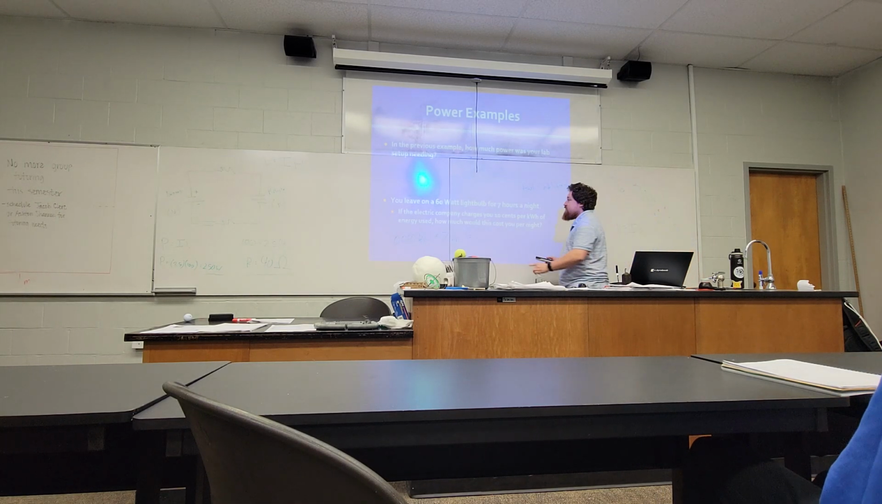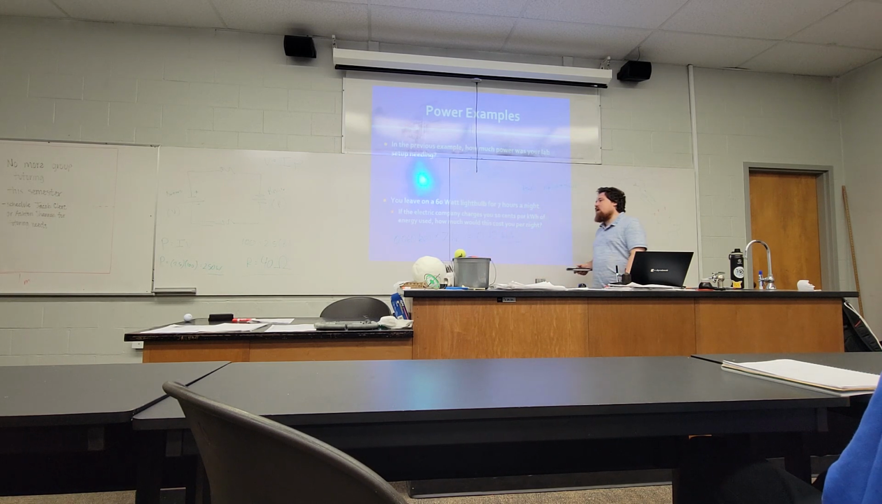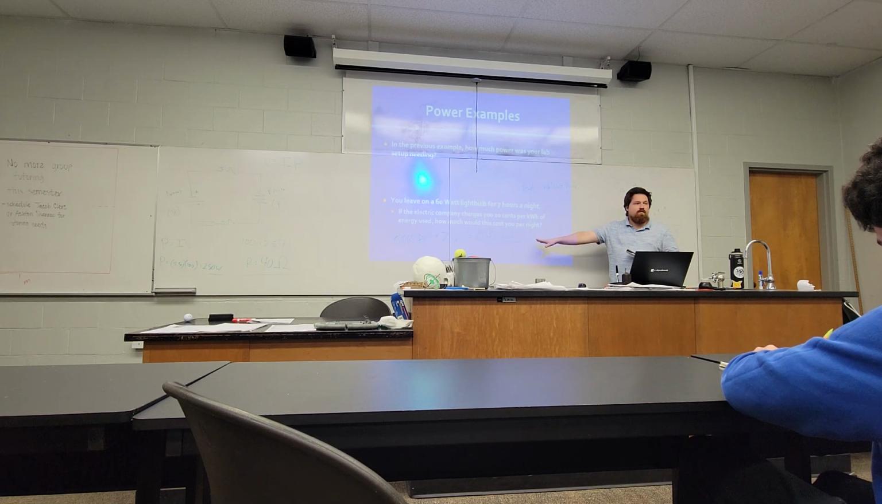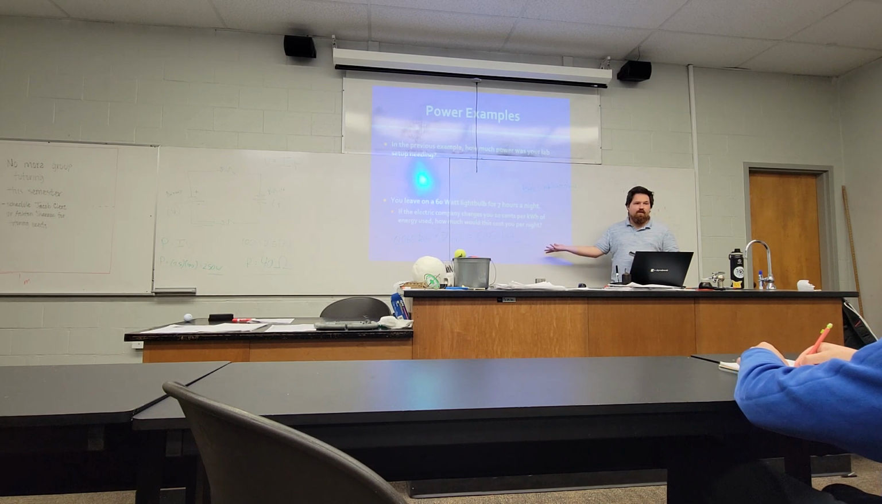So this light bulb turned on for 7 hours a night will run you 0.42 kilowatt hours of energy used per night. This is a unit of energy. So it tells you the same thing as joules, it's just a different unit. We could convert this to joules if we wanted to, but power companies don't use joules, they use this.